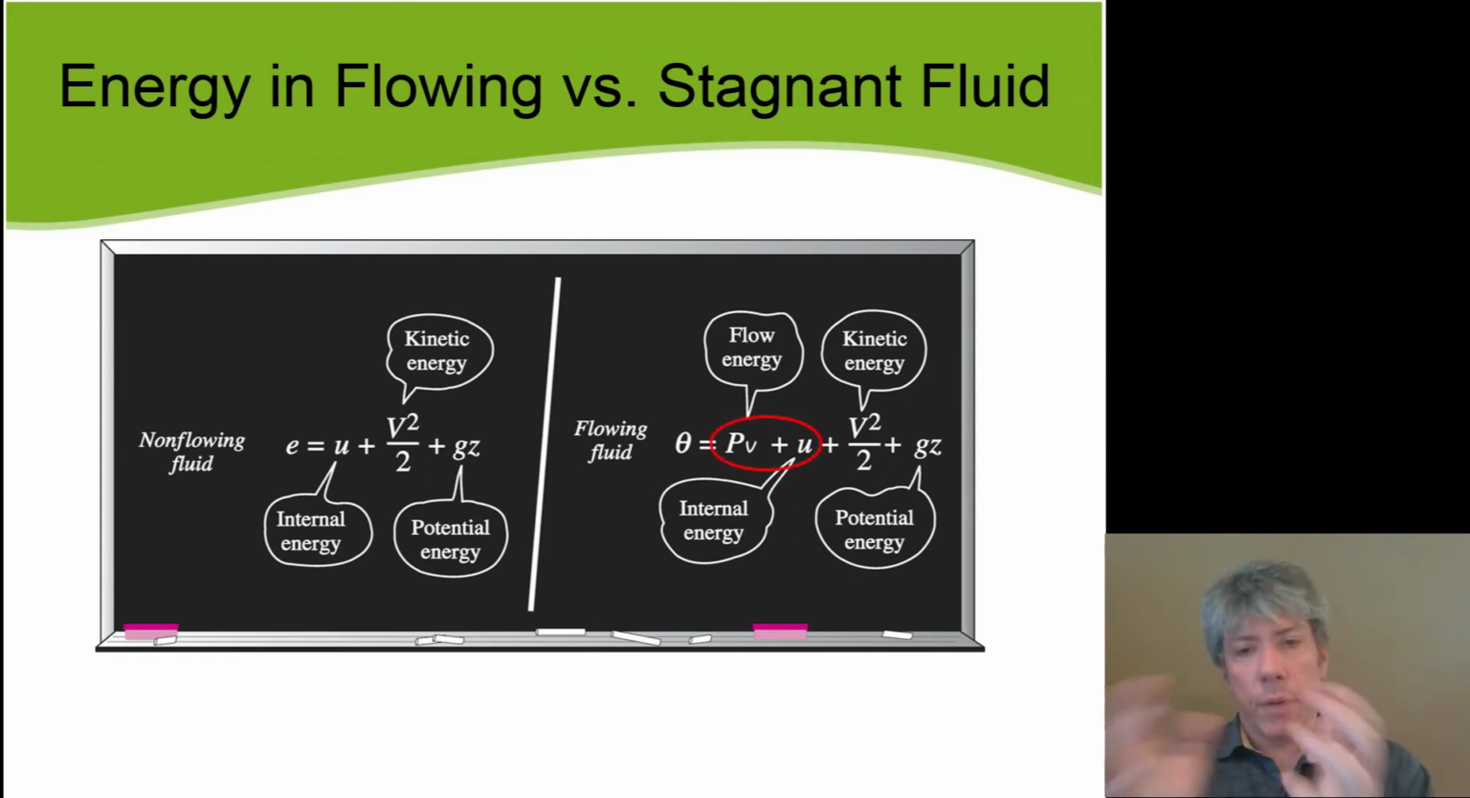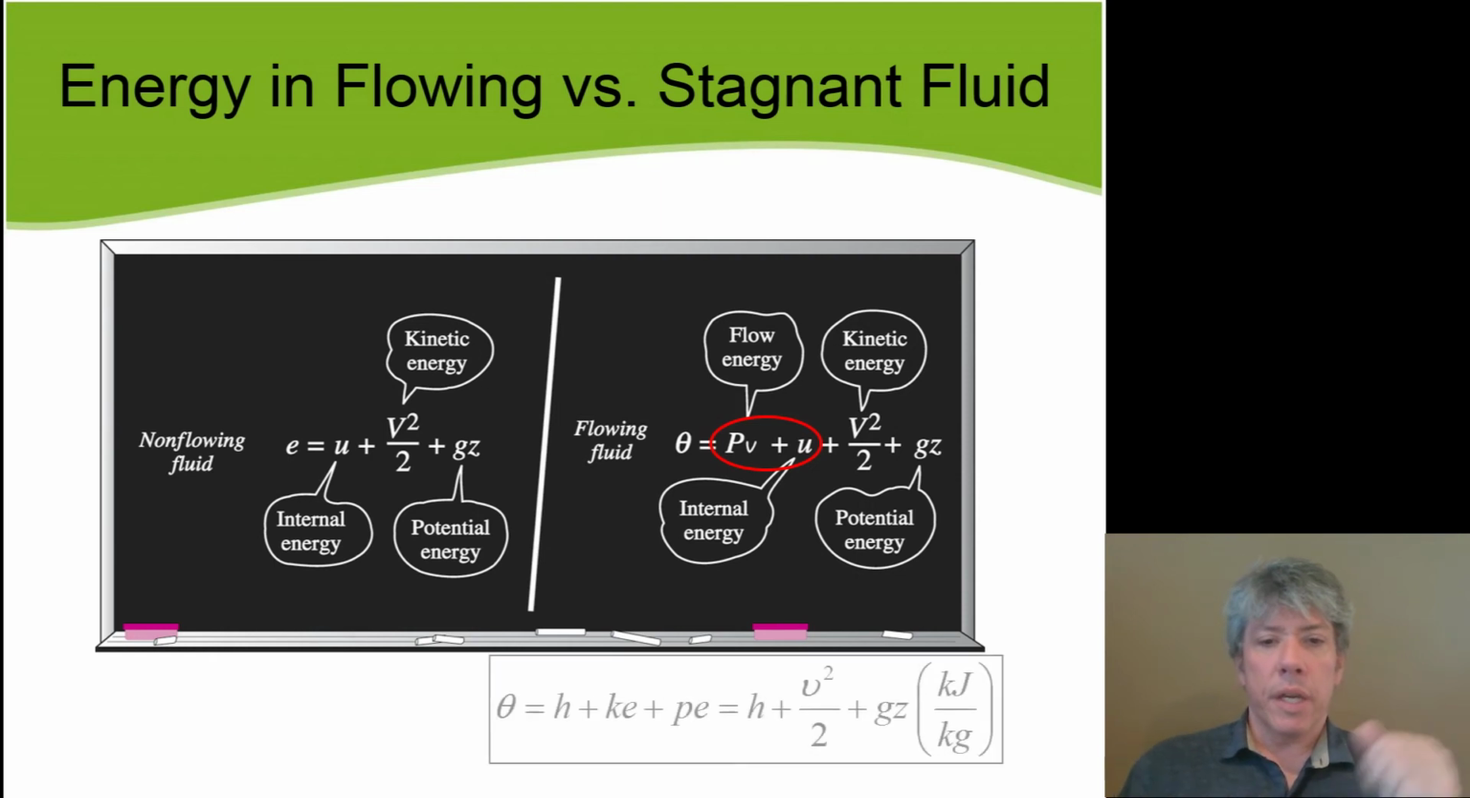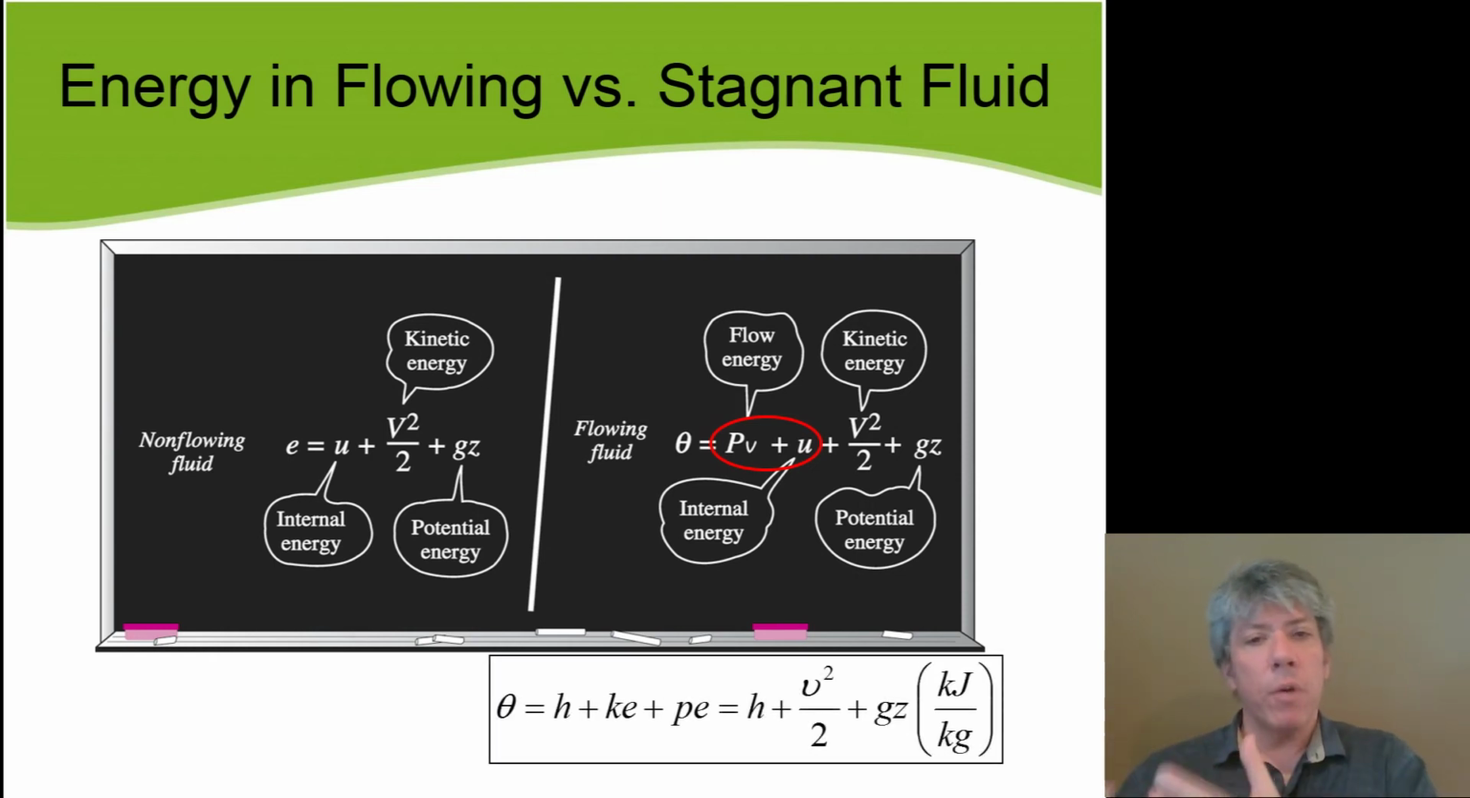And so here we see that in this flowing fluid, the combination PV and U would be put together to indicate an enthalpy. So for a flowing fluid, we give it the specific energy symbol of theta, which adds together the enthalpy, the kinetic energy, and the potential energy. But for a non-flowing fluid, we'll use the symbol lowercase e to indicate that it's not flowing and therefore does not have any flow energy.